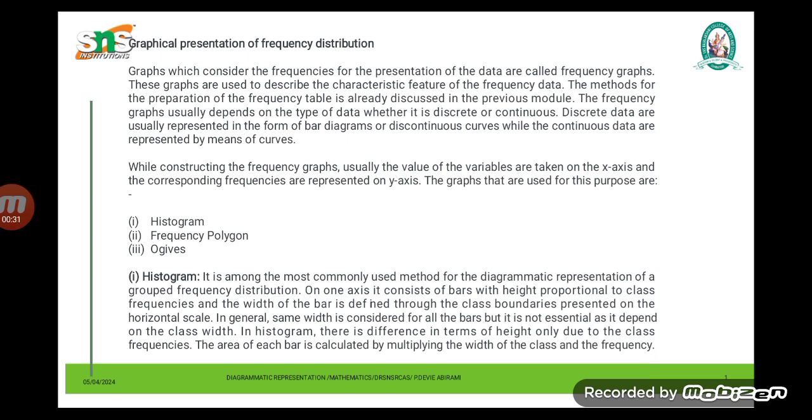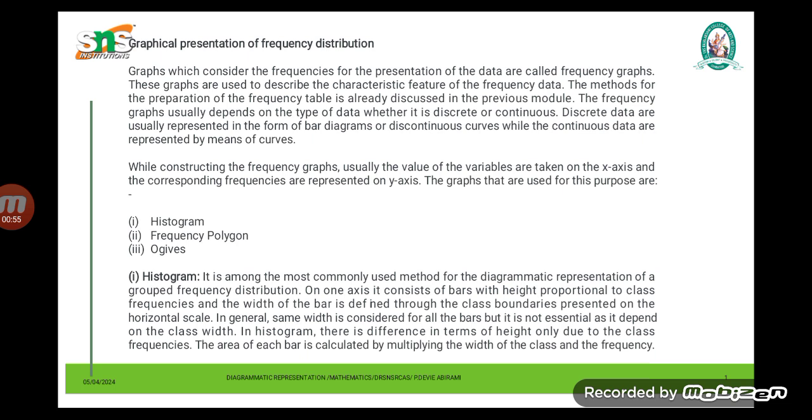The methods for the preparation of the frequency table were already discussed in the previous module. The frequency graph usually depends on the types of data, whether it is discrete or continuous. The types of graphs will differ according to the data. Some of the graphs are histogram, frequency polygon, and Ogive curve.